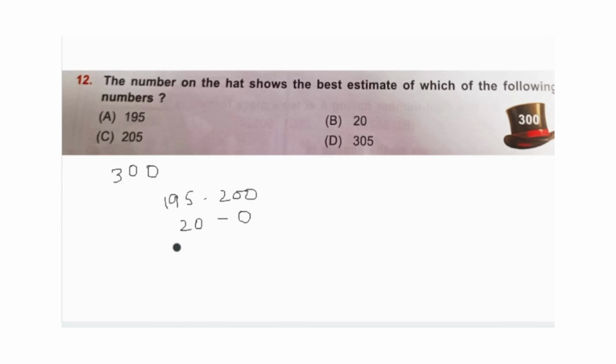For 205, the closest estimate is 200 again. So option D is 305. The closest estimate is going to be 300. So based on the given number on the hat, the closest estimate is going to be option D, 305.